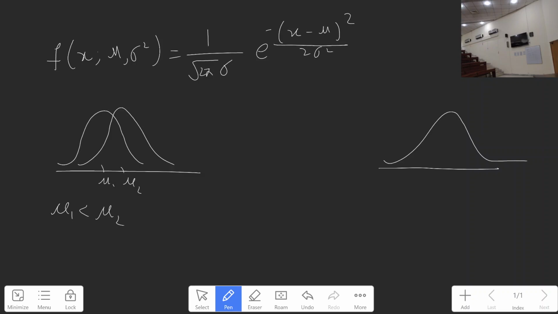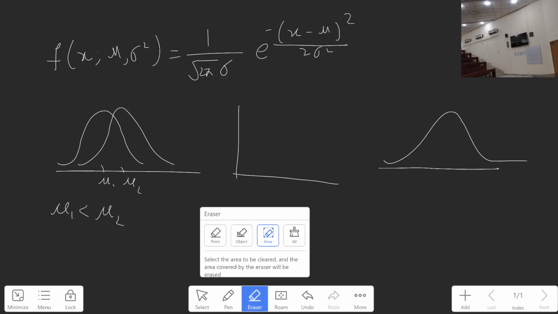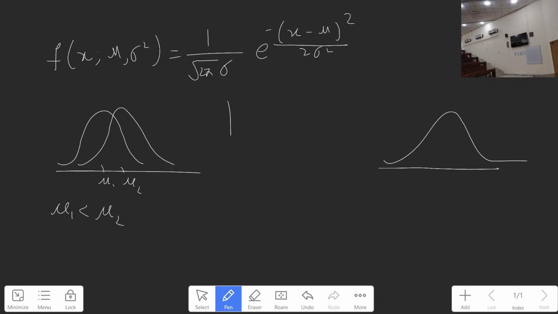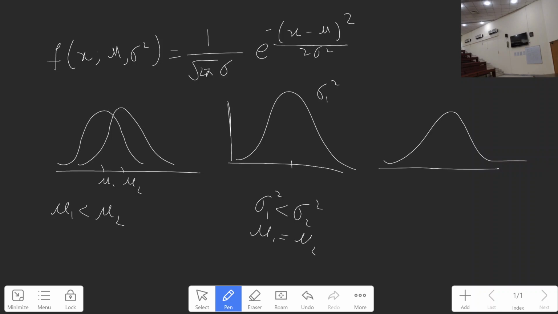Now what does the variance decide? Well, the variance decides. Let's clear this. We don't need that. The variance, let's leave it here. If this has a variance sigma 1 squared and there is another distribution with a larger variance, what will happen? Cool. So if it has the same mean, then the center will not change, but the spread will increase. This is sigma 2 squared. Remember, variance was what? Degree of spread.